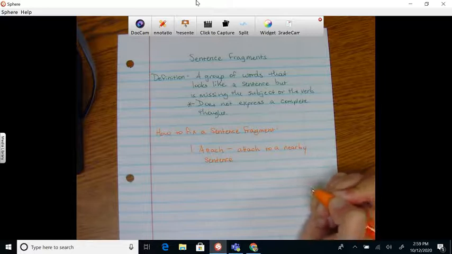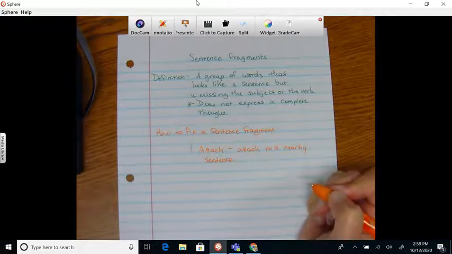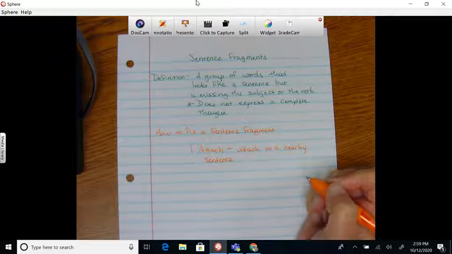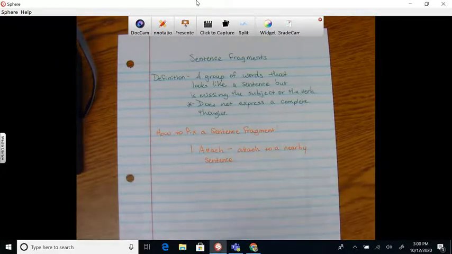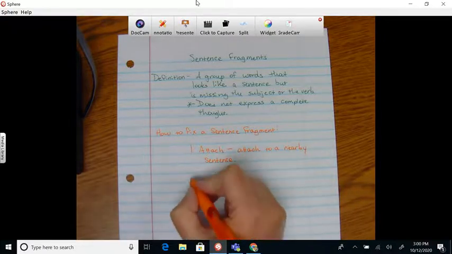It may not be the next door neighbor, it may be a couple of sentences away, forwards, backwards, whatever. But if you can take that one piece of idea and add it on to an already existing idea, one, you'll probably create a more complex sentence, which is always good. Or two, you will be able to finish out the thought, keep it together.